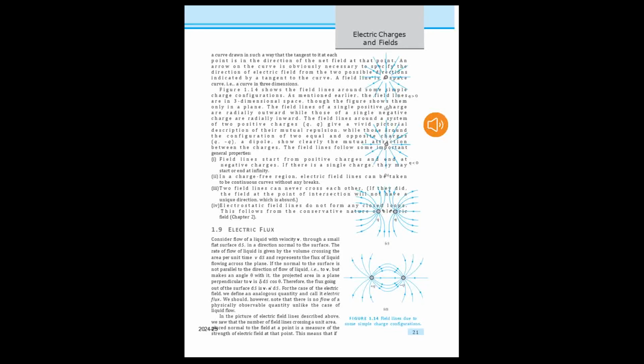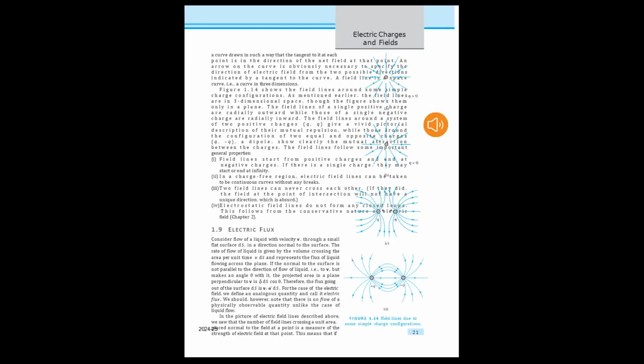Now we are going to study about the electric flux. Consider flow of a liquid with velocity v through a small flat surface dS in a direction normal to the surface. The rate of flow of liquid is given by the volume crossing the area per unit time, v dS, and represents the flux of liquid flowing across the plane. If the normal to the surface is not parallel to the direction of flow of liquid, that is to v, but makes an angle theta with it, the projected area in a plane perpendicular to v is dS cos theta. Therefore, the flux going out of the surface dS is v dot n cap dS.